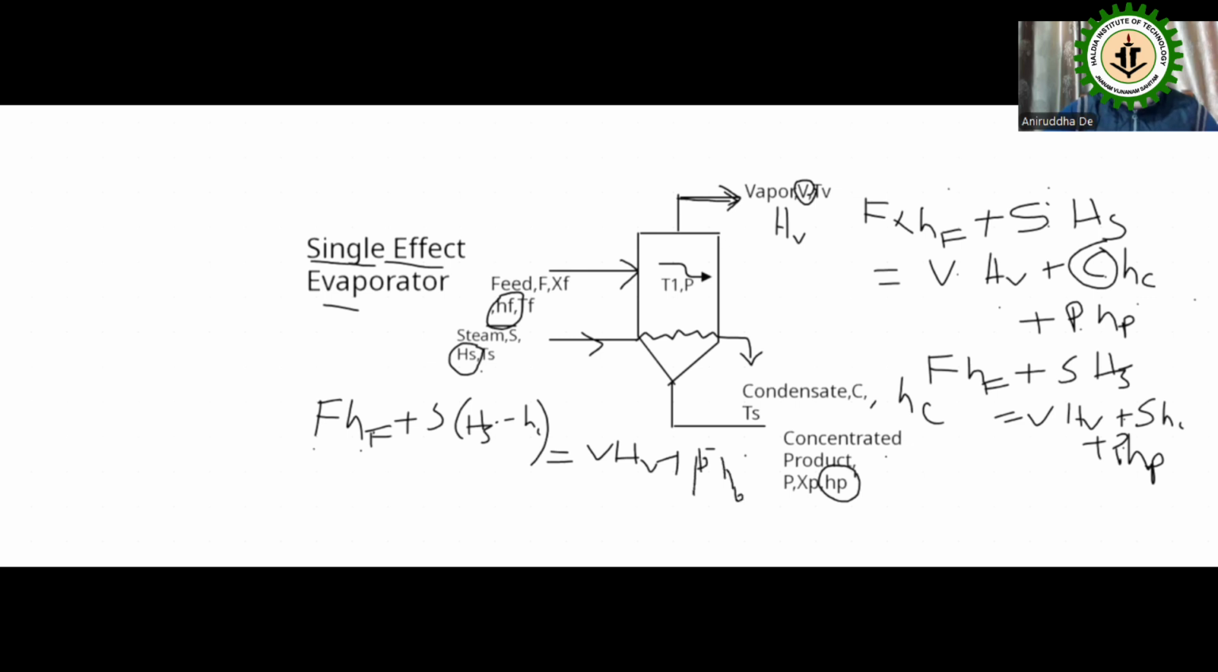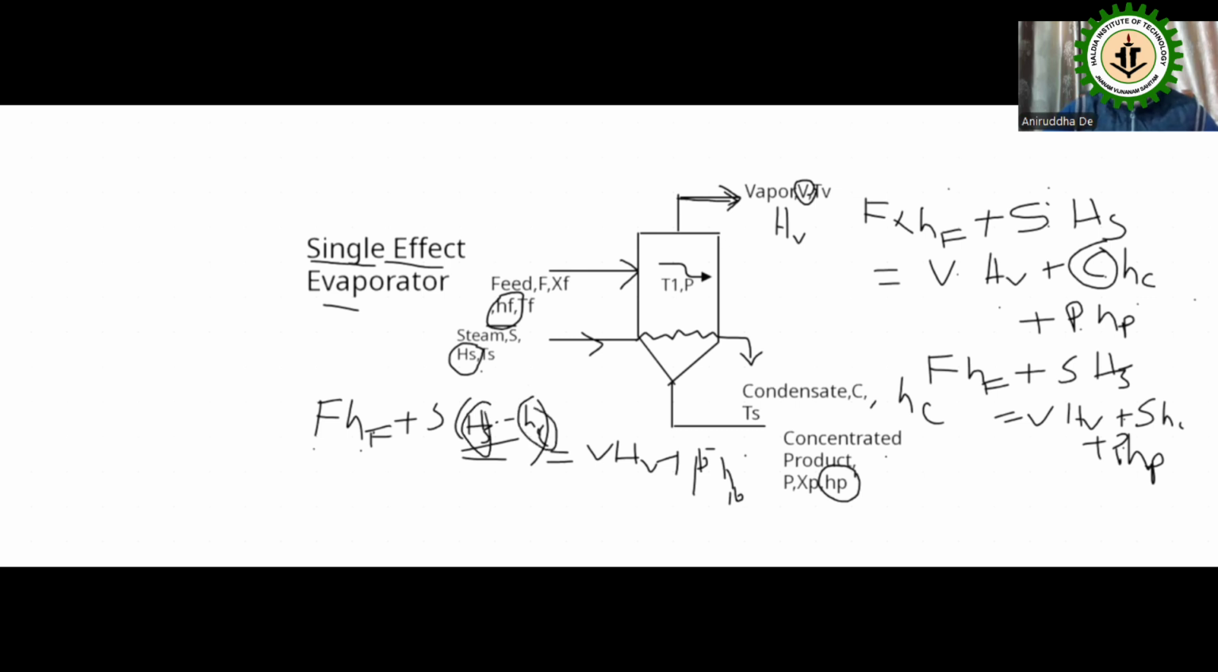Now this HS minus HC, what is this? Can you tell me, any one of you? HS minus HC, what is H? H is the enthalpy of the steam. And what is HC? HC is the enthalpy of the condensate.